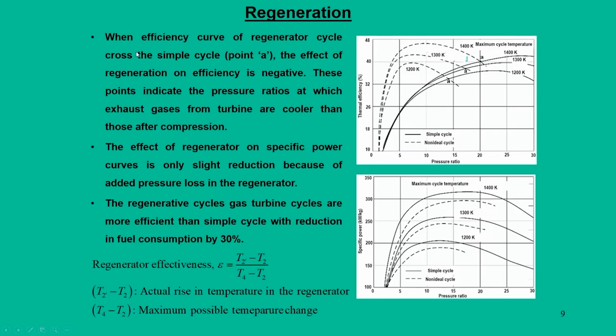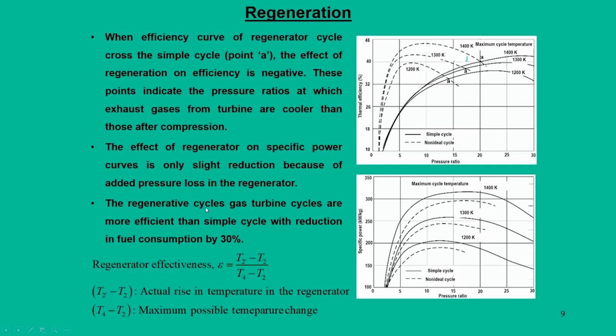It has been emphasized here that when the efficiency curve of a regenerative cycle crosses the simple cycle, the effect of regeneration on efficiency is negative. These points indicate the pressure ratio at which exhaust gas from the turbine is cooler than that of compression. Another effect is that although the regenerator has a role in improving the cycle efficiency, it does not have much effect on the specific power.